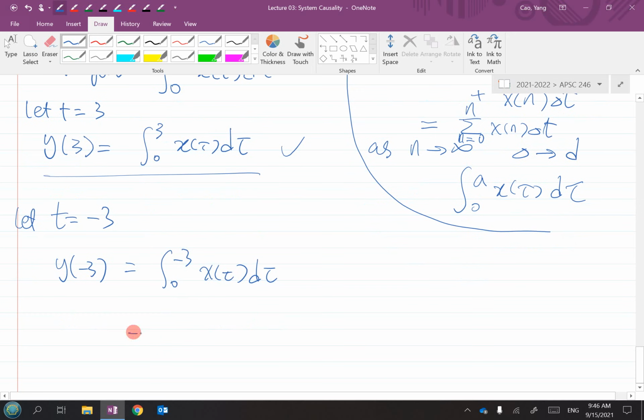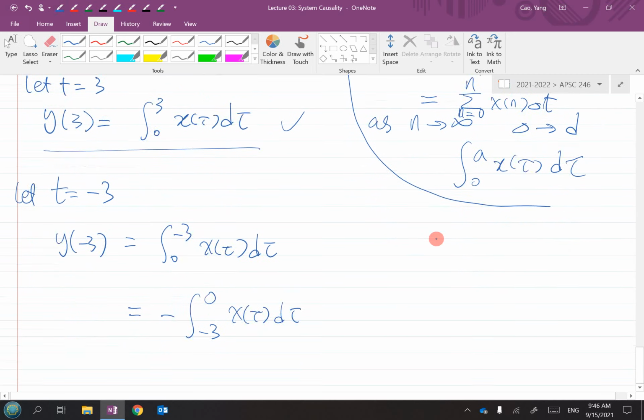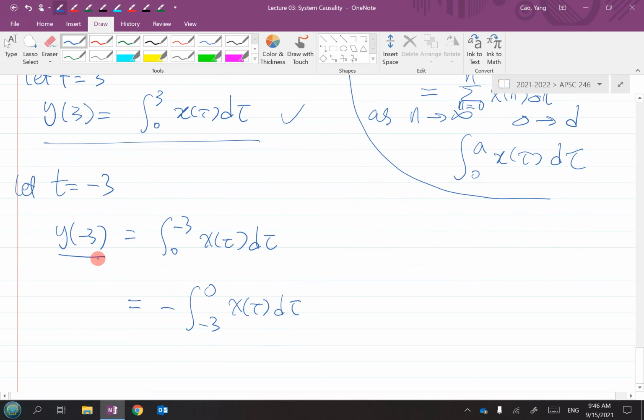Then this is equivalent to the integral from -3 to 0 of x(tau) d tau. So what's the current output? The current output is y(-3), at t equal to -3. This is the relationship between current output and input. So does the current output depend on any one of the future inputs or not, based on the current expression? I see a lot of nodding. That means you observe the current output actually depends on the future inputs. Very good.